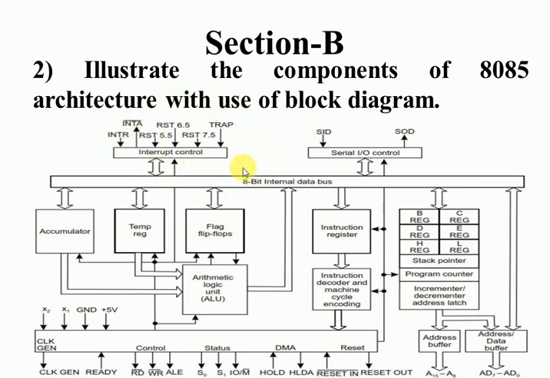Basically you can write that interrupt control handles all the interrupts received by the processor. For receiving the interrupt we have the interrupt request, and for acknowledging we have INTA. The remaining are the other interrupts.